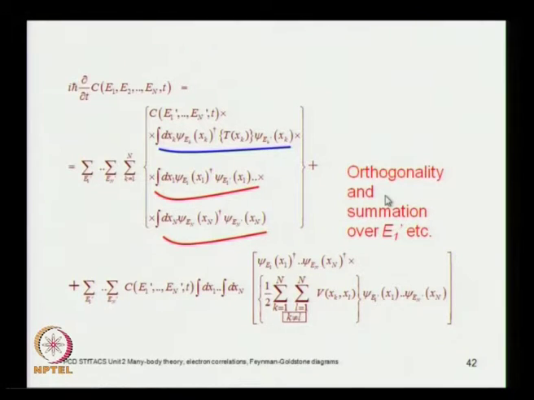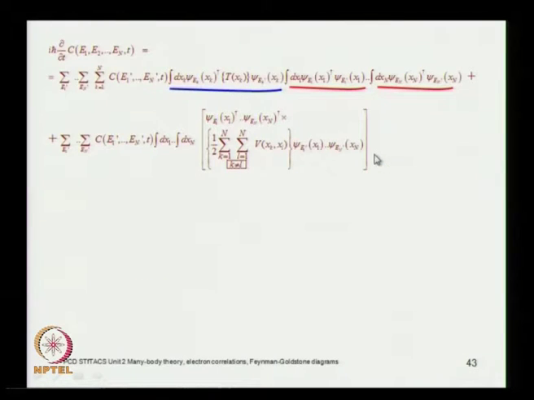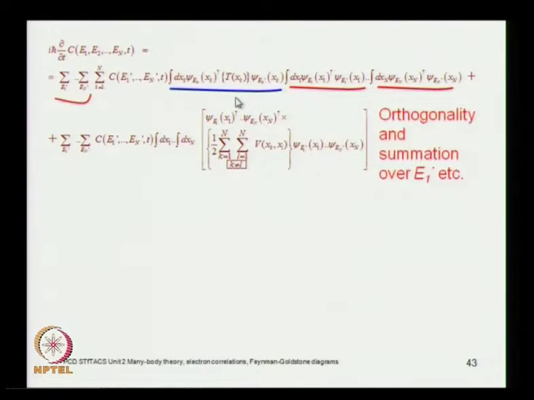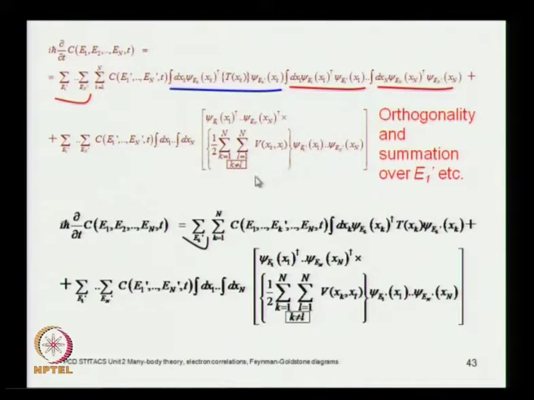So, you can exploit the orthogonality, carry out the sum, contract the Kronecker deltas over these terms, and once you exploit it, what are you left with? You are left with summation only over ek prime. That is the only term over which you need to carry out a summation.